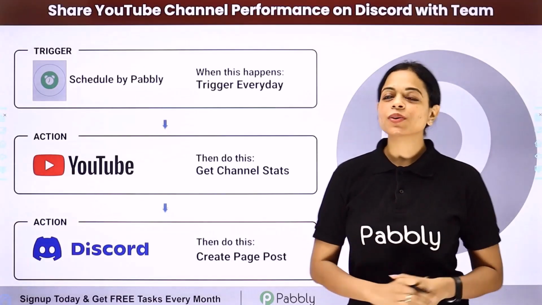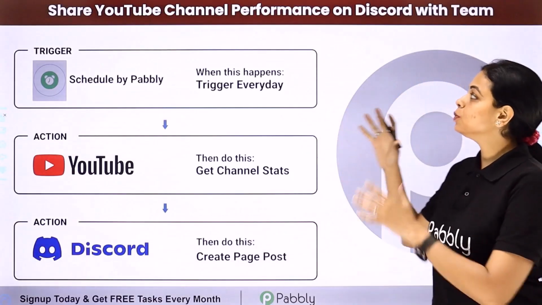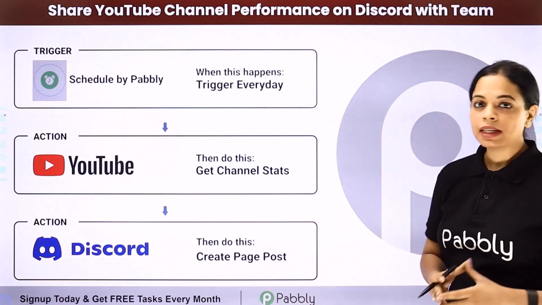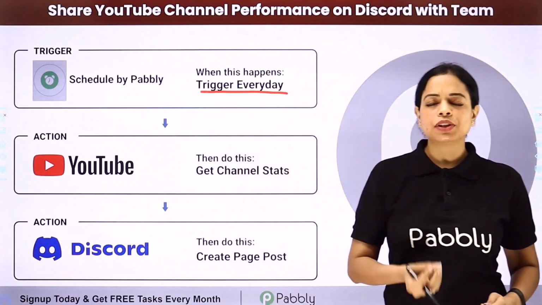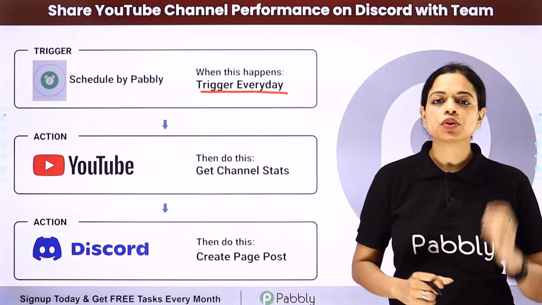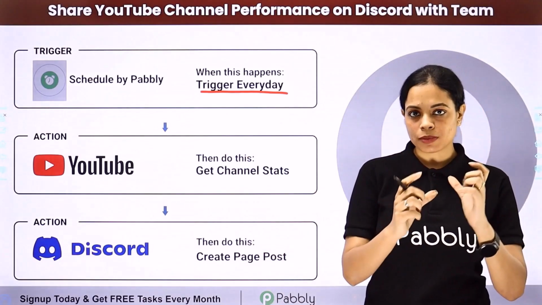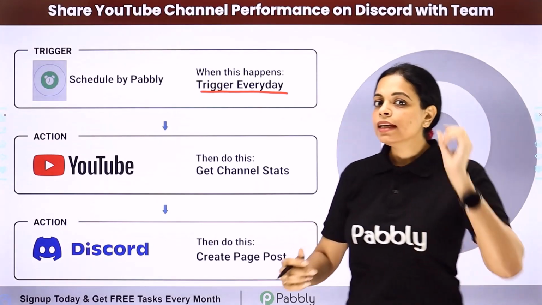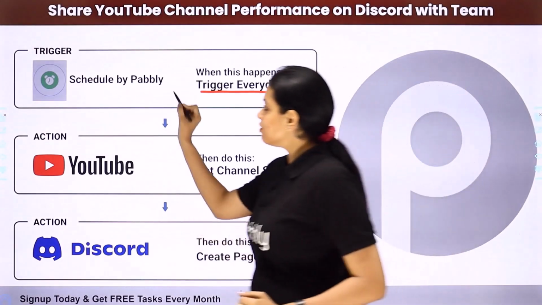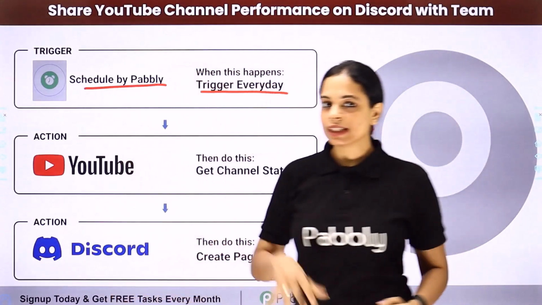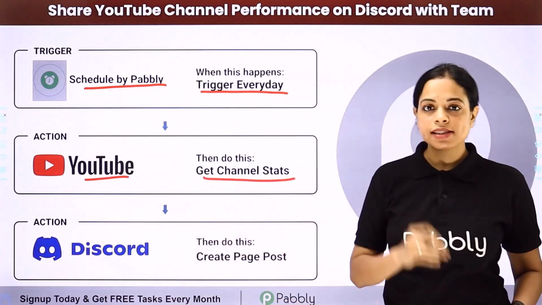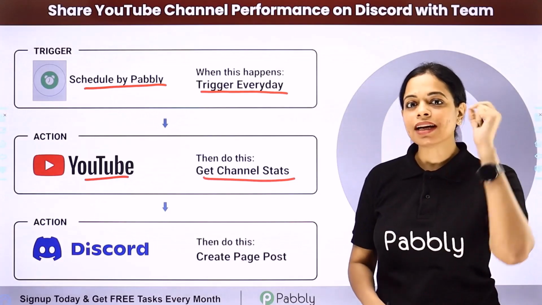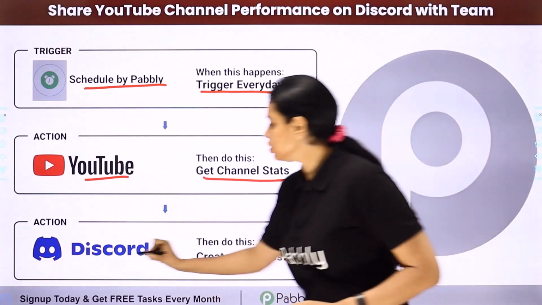In this video, we are going to see how to share YouTube channel performance on Discord with your team. So let's say that every morning, at a particular time, let's say 8 o'clock or 10 o'clock, you want to share the YouTube channel performance with your team. So when you're creating the workflow, you first of all use a feature by Pabbly which is Schedule. Then you use YouTube, where you receive the channel stats. And then finally, those stats are shared with your team sitting on Discord.